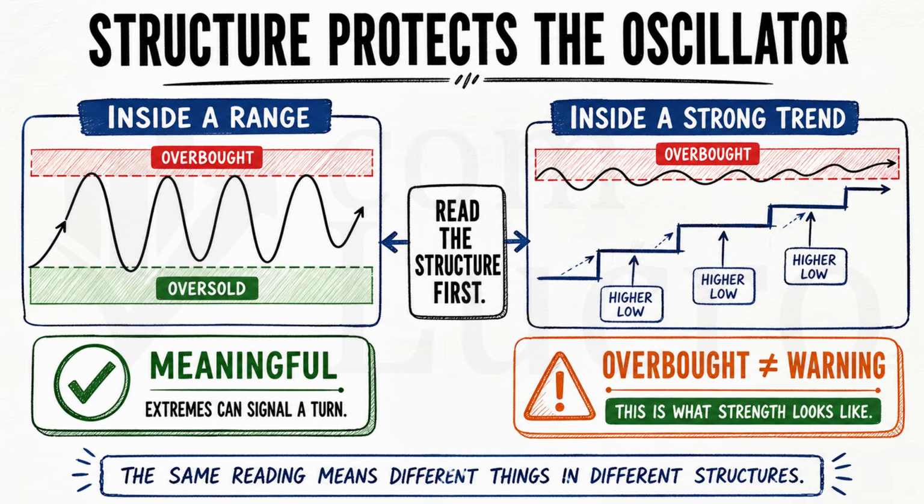This is where structure protects you the most. Inside a range, overbought and oversold are meaningful. Inside a strong trend, overbought is not a warning. It is what a strong trend looks like.